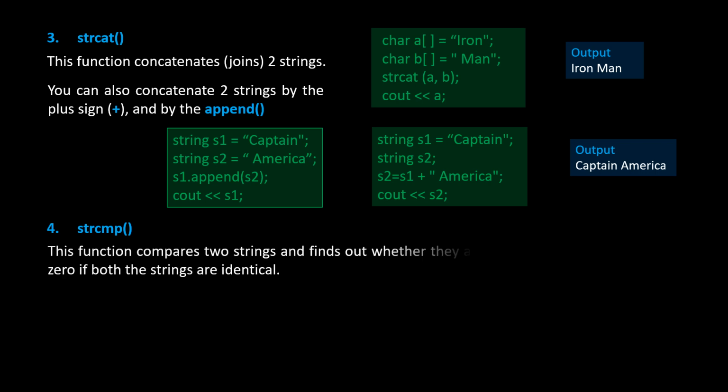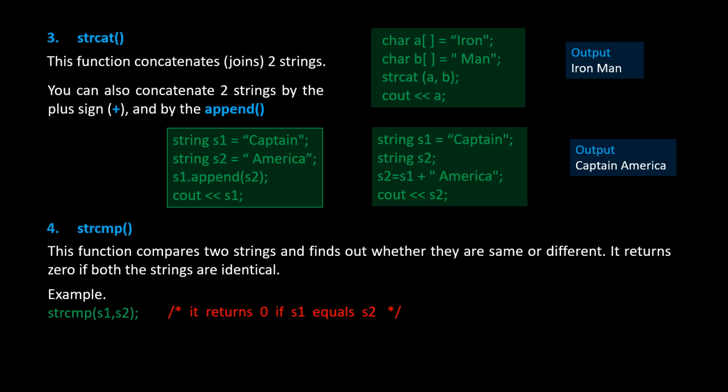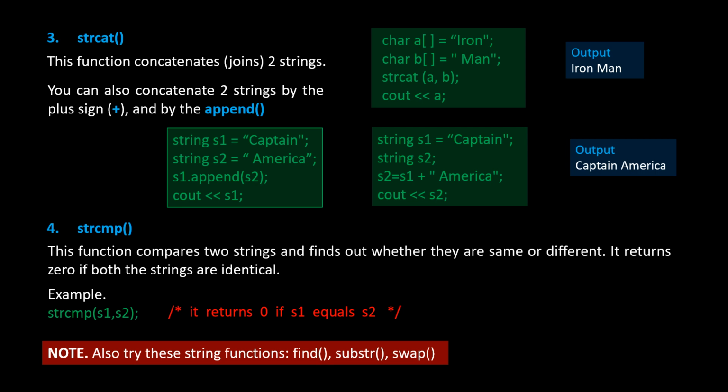strcmp function. This function compares two strings and finds out whether they are same or different. It returns 0 if both the strings are identical. Example: strcmp, s1, s2. It returns 0 if s1 equals s2. Note: also try these string functions. Find function, substr function, swap function.